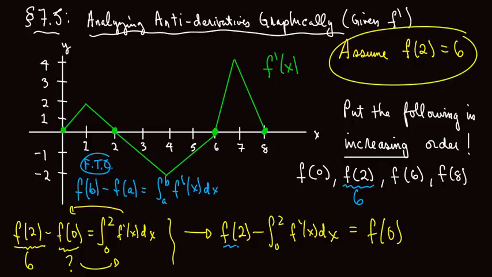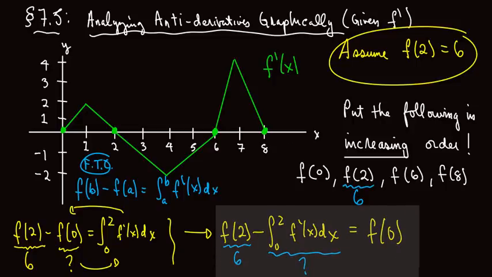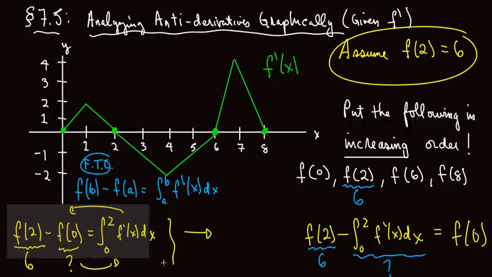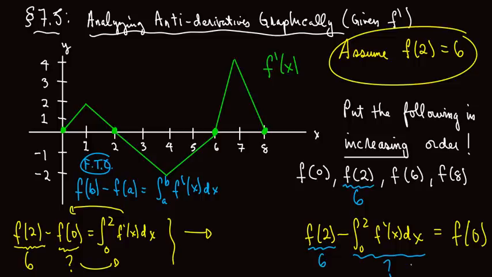The only thing we're going to have to know is this integral. Okay? So let's go ahead and do that. Let's put this off to the side. Let's erase this part. Well, not now. Let's keep it there. And how are we going to find that integral, the integral from 0 to 2 of f prime of x dx? Well, that's where the graph comes into play.